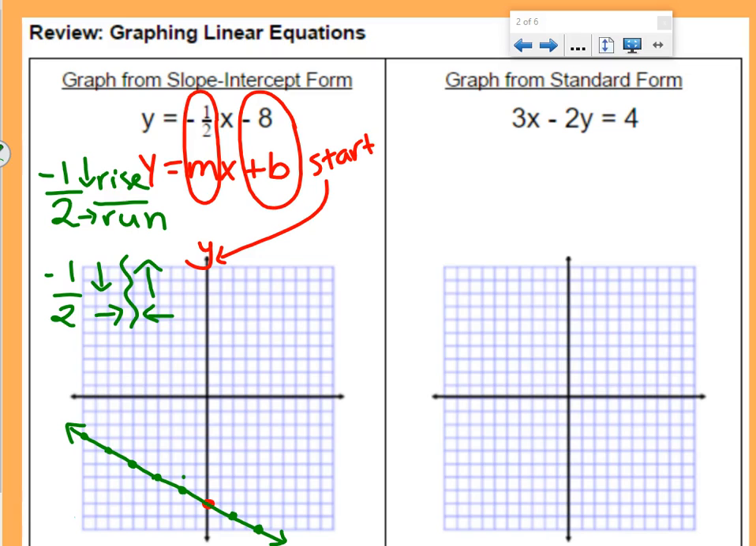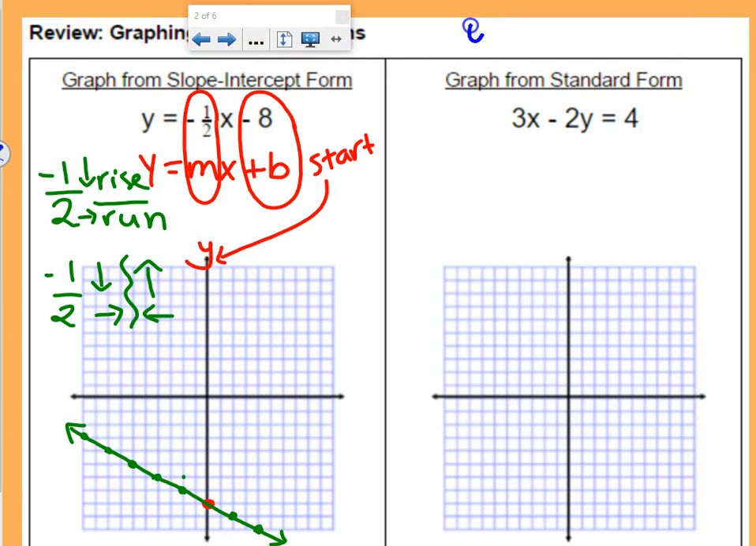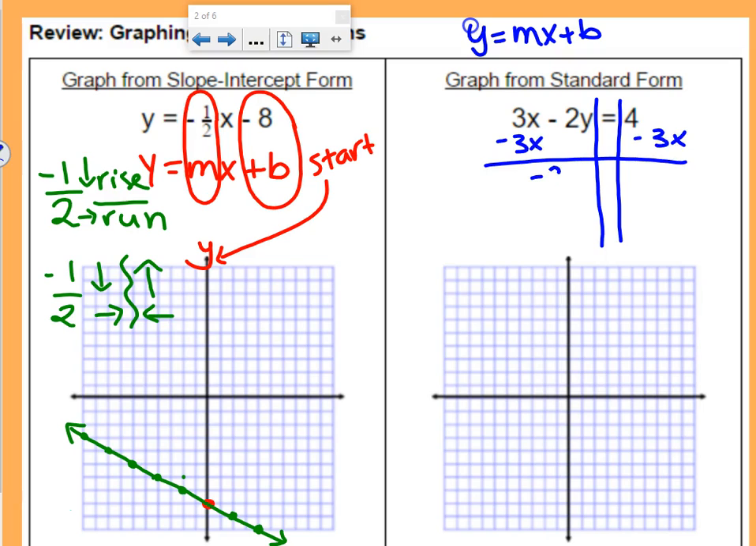For our second equation, it's in standard form. So our first step is we need to make it into slope-intercept form. We need to make it look like y equals mx plus b. So our first step is subtract 3x from both sides. -2y equals 4 minus 3x. Then we need to divide by -2 to get that y all by itself.